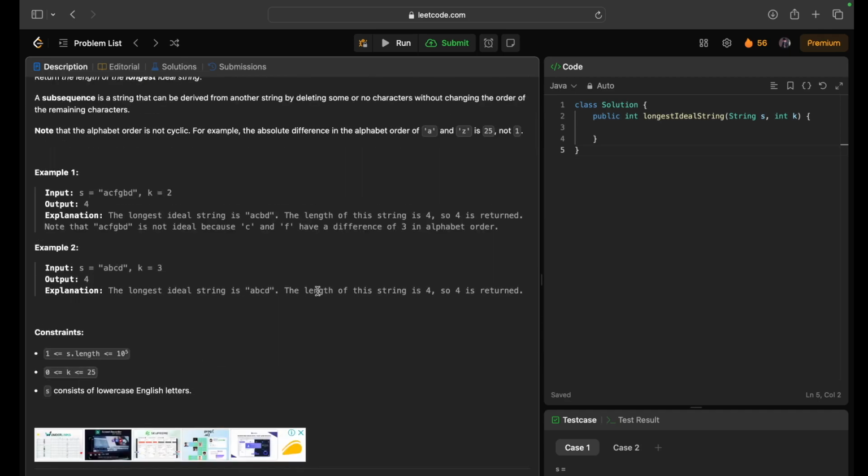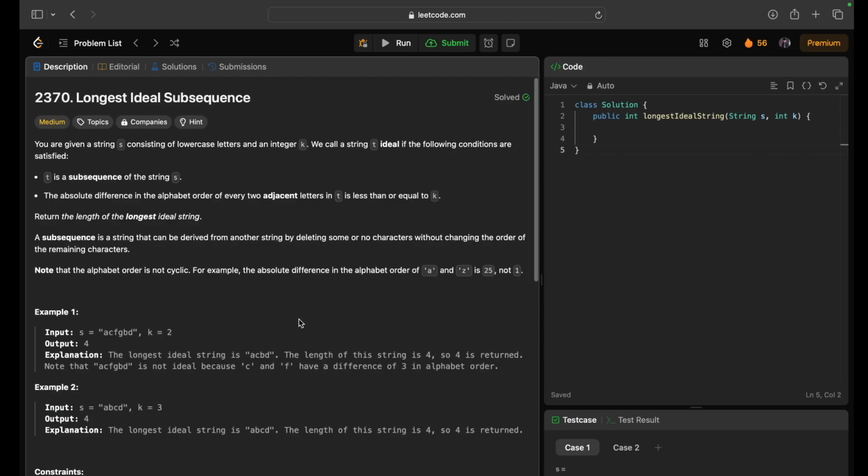So let's quickly look at the constraints. The length of the input string is 10 power 5, and the k value is less than 25 and starts from 0. So we get a clear picture that your k value only lies within the range of the English alphabet letters, and s consists of only lowercase English letters, right? So let's quickly hop on to the intuition and solve this problem.